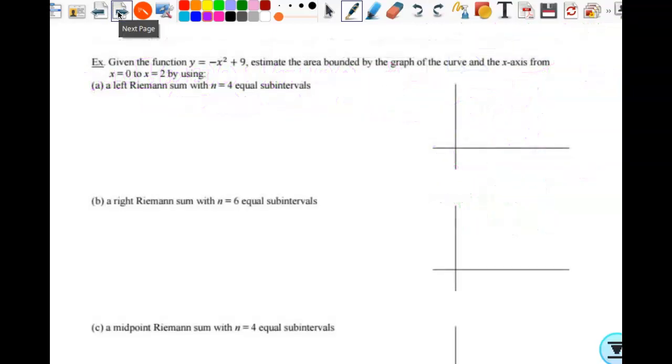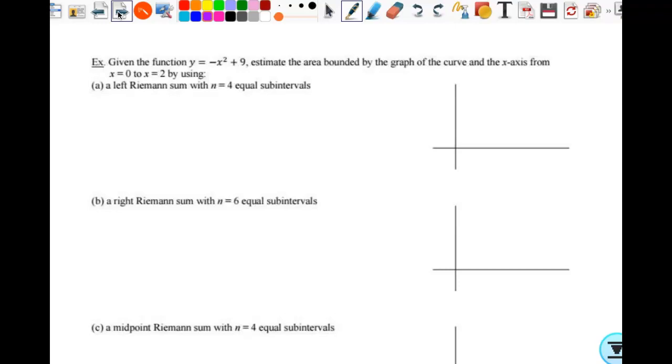So it says, given the function y equals negative x squared plus 9, estimate the area bounded by the graph of the curve and the x-axis from 0 to 2 by using a left Riemann sum. First we're going to have to graph this, but we're going to actually graph it a little bit better because we don't have data to go by. We need to know how to graph this. First of all, what is this going to be a graph of?